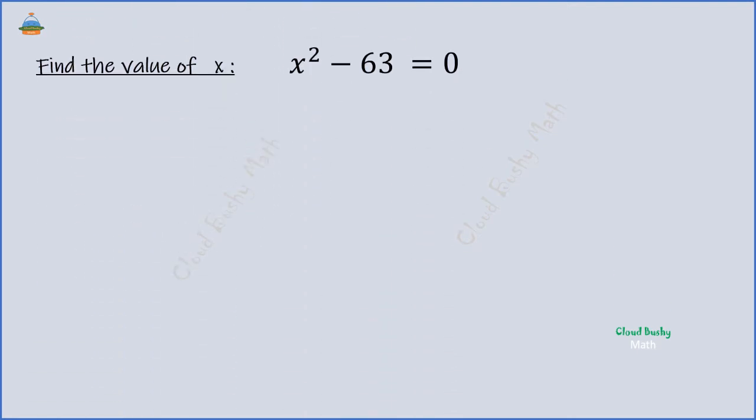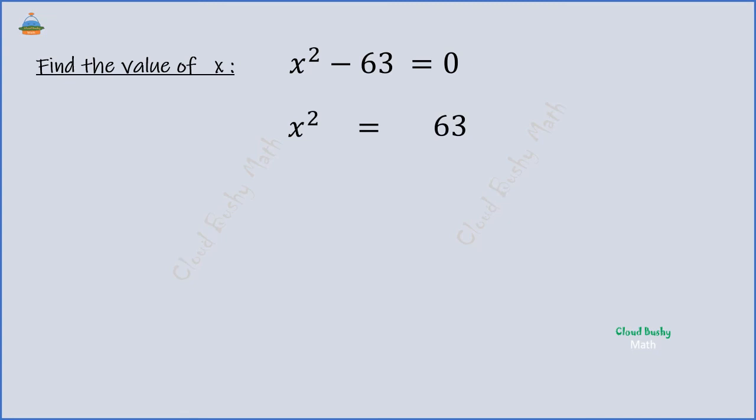Next, let's consider the equation x squared minus 63 is equal to 0. We want to find the value of x. So first, let's take 63 to the right-hand side. That leaves us with x squared is equal to 63.